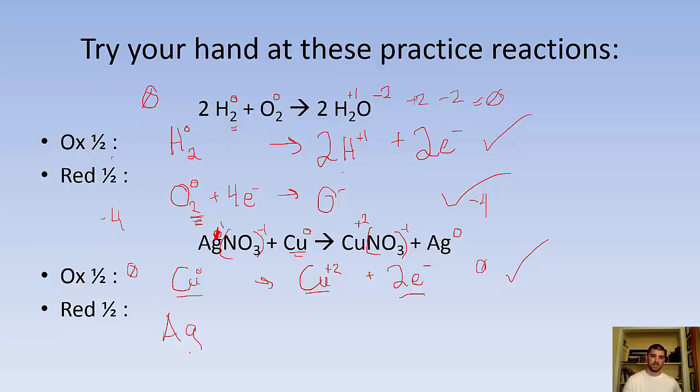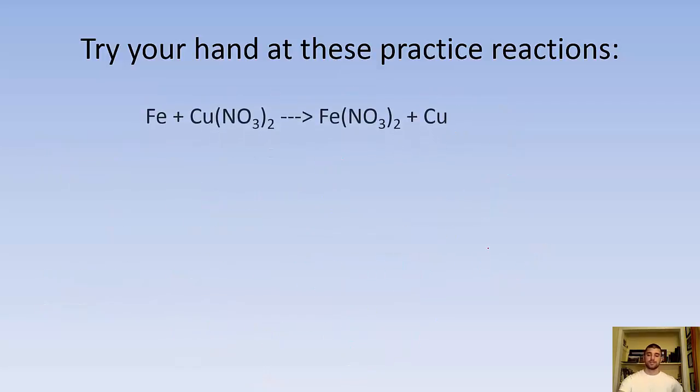So it started as Ag +1, and it became Ag 0. And it did that by gaining electrons, so I know that I got to gain an electron. How many? Well, from +1 to 0, that's just 1 electron. So I check. I got 1 Ag, 1 Ag. I got +1 and -1. That tells me the charge is 0 on the left and charge is 0 on the right. Good to go. All right, 2 more.